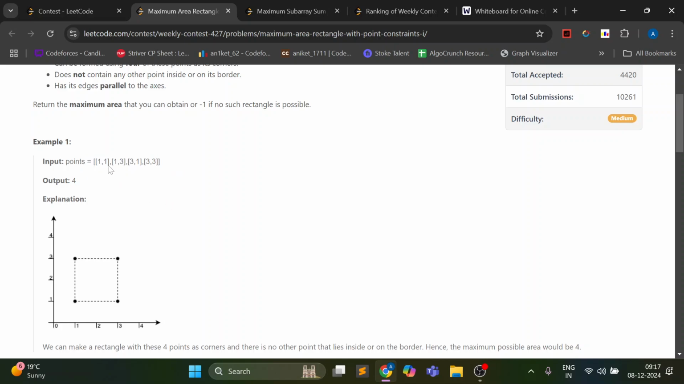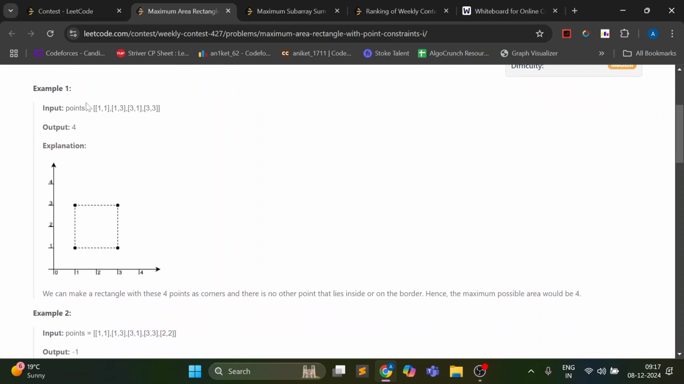So these are the 4 points. And with these 4 points, we only have one option because the size of the given points is 4 itself, so only these 4 can make a rectangle. So this is the rectangle which it forms, and as you can see there are no points in between or on the border of the rectangle, except the corners itself. So here the area of the rectangle is 2 into 2. 2 is height, 2 is breadth, and the maximum area possible is 4 here. So we have to return that 4.